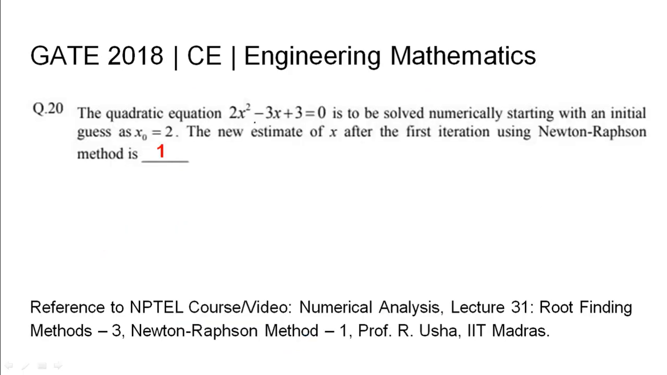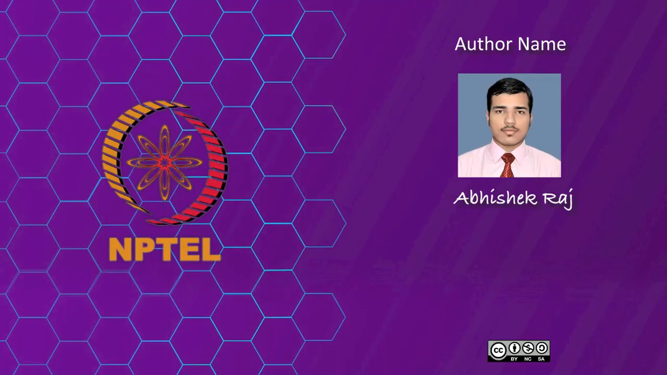So the quadratic equation 2x square minus 3x plus 3 equals 0 was solved numerically using the Newton-Raphson method with an initial estimate of x naught equals 2. The first estimate was found as 1. The relevant NPTEL reference has been cited.